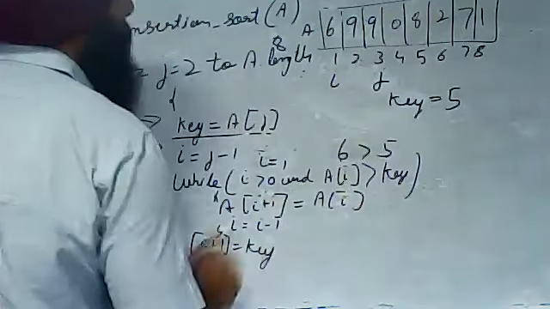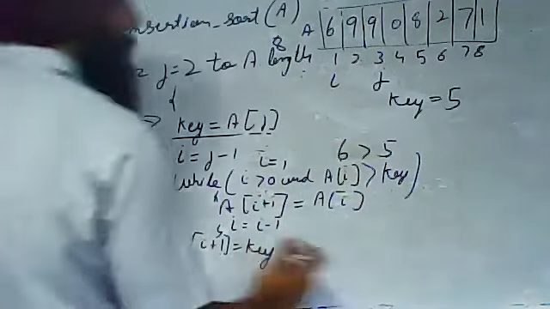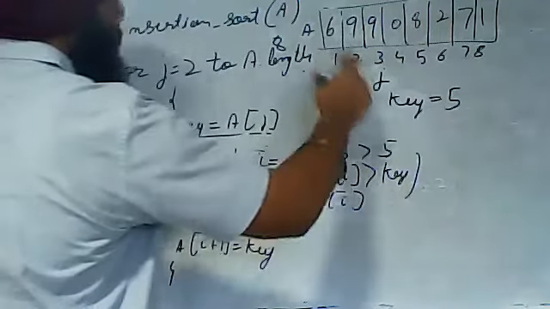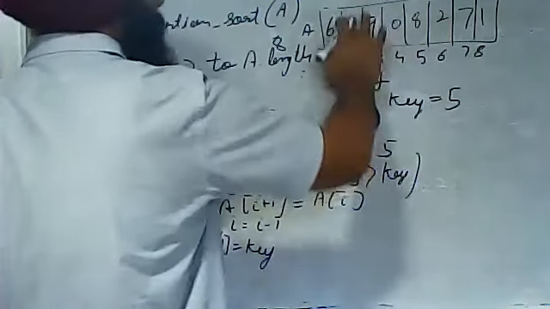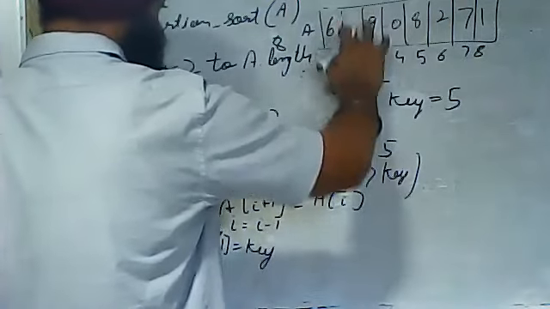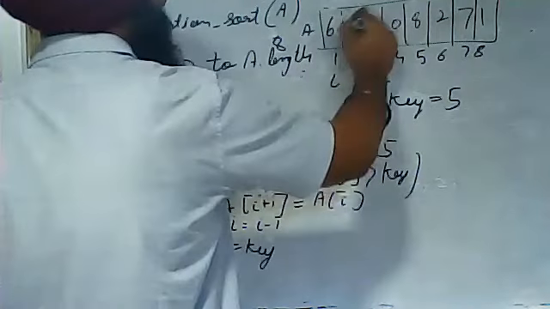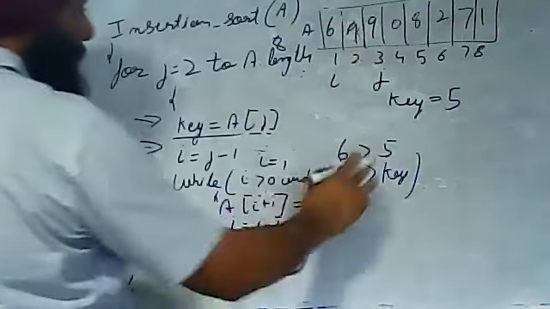At I plus 1, we will place key. What is I plus 1? I is 1, 1 plus 1, we will place key. That is 5. 6, sorry, 6 is greater than 5. So this condition is true.